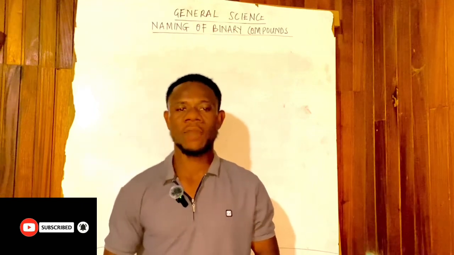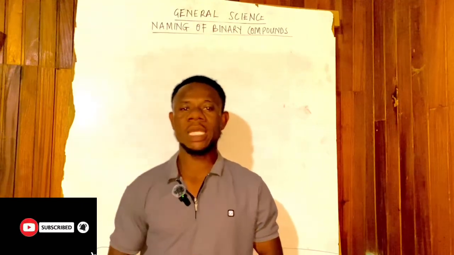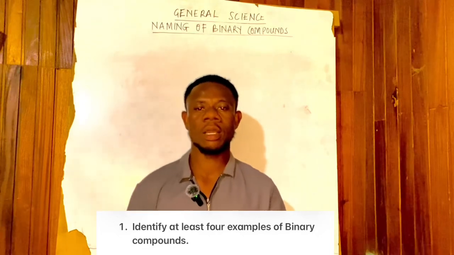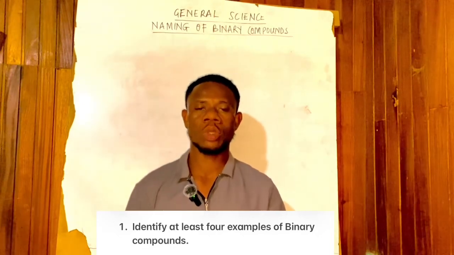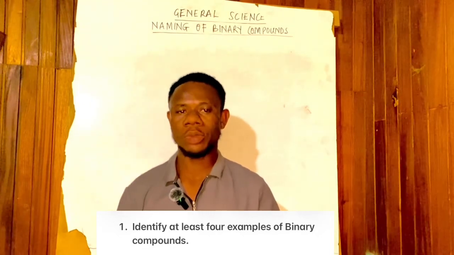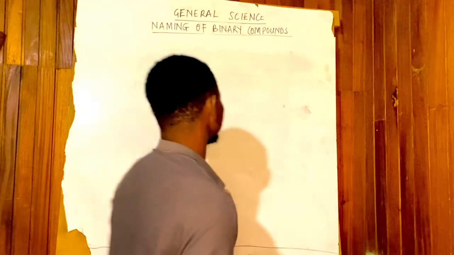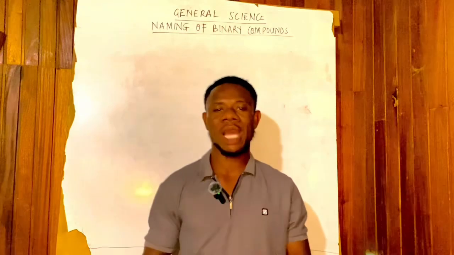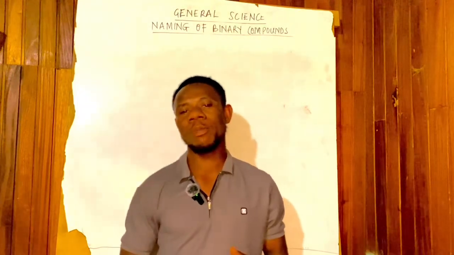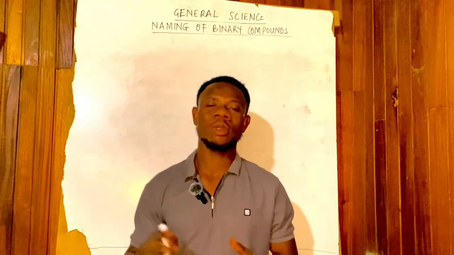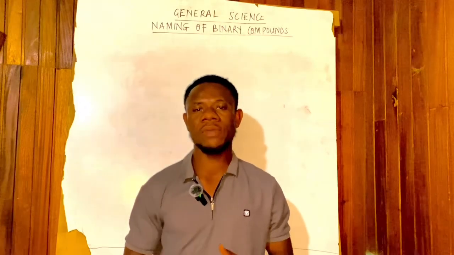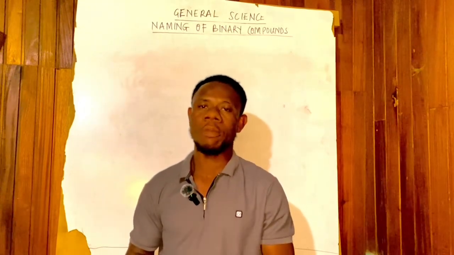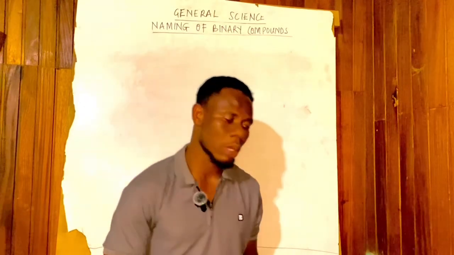The first question is, identify at least 4 examples of binary compounds. Binary compounds have two types, which are the ionic compounds and the covalent compounds. I will give you examples of both ionic compounds and covalent compounds.